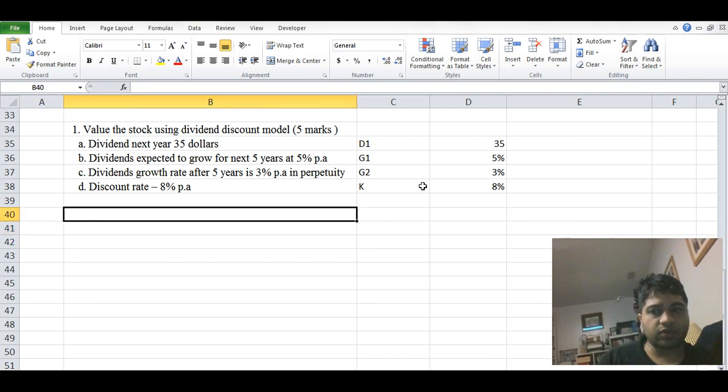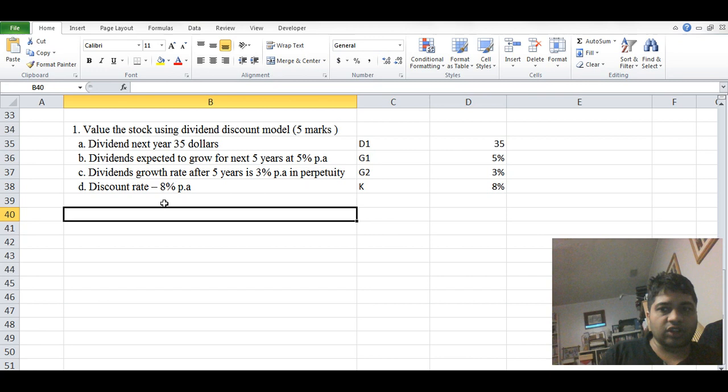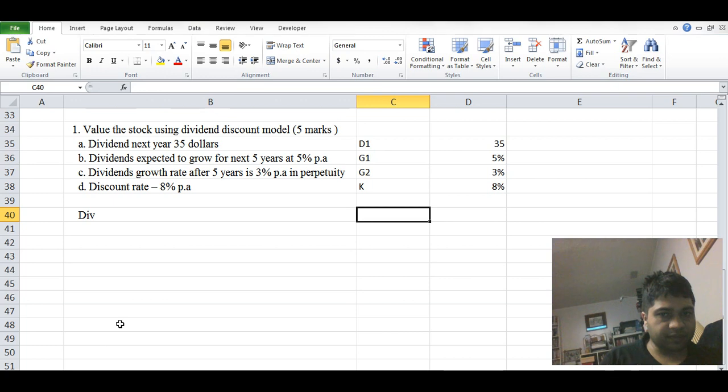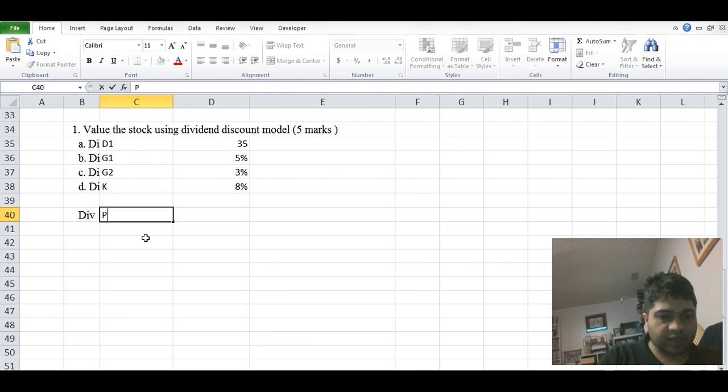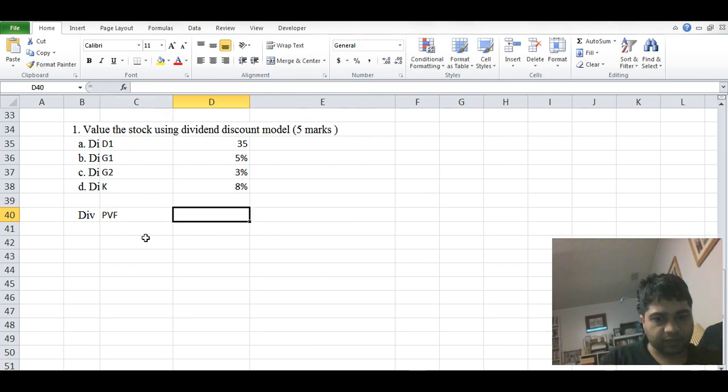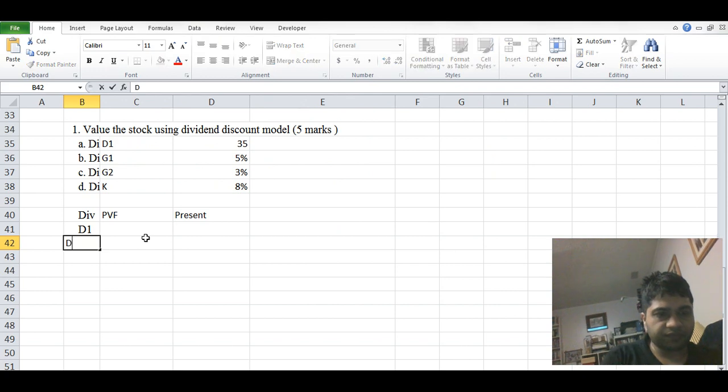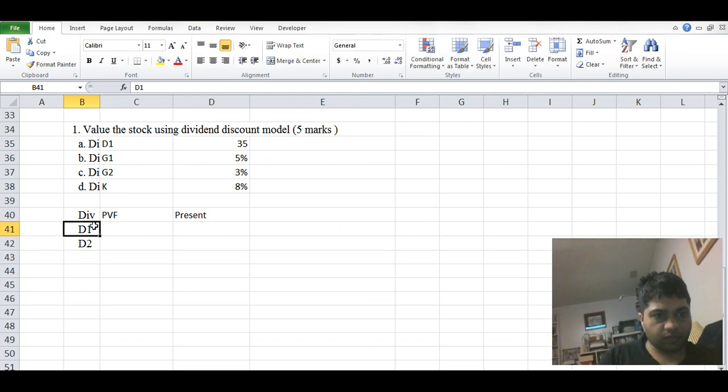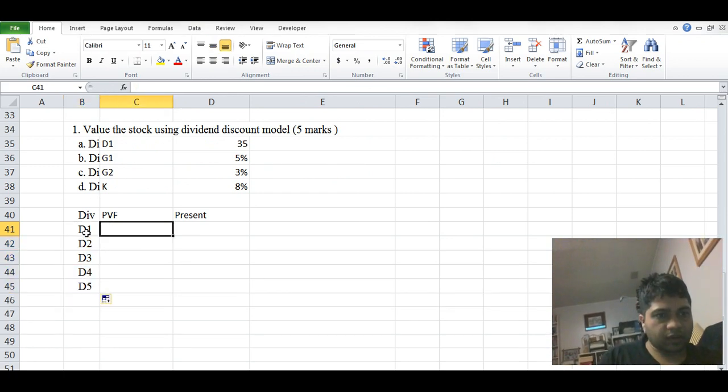Okay, now how to solve this problem? It's a dual stage dividend discount model. We solve it for the finite period first and then for the infinite. So for the finite period, this is our format: dividends, present value factor, present value. So we have D1 to D5 as dividends.